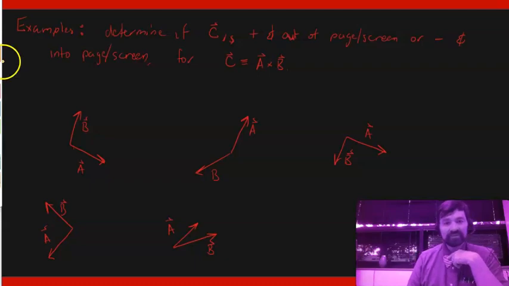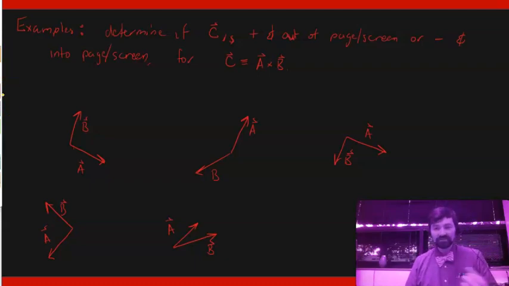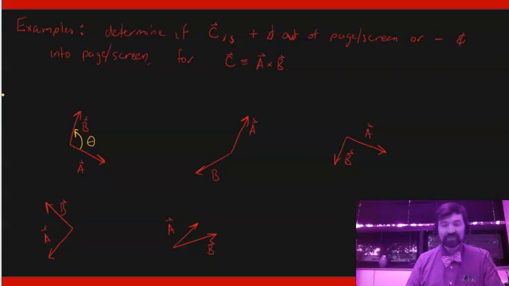So let's consider a few more examples. Basically what I have here is a whole bunch of different possible A cross B's. You can use the right-hand rule to get the answer. You can also use this definition of theta as going counterclockwise from A to B in each case, and then just take the sign of theta. In this case, you don't even have to know the actual value of theta, since we're just looking for general directions.